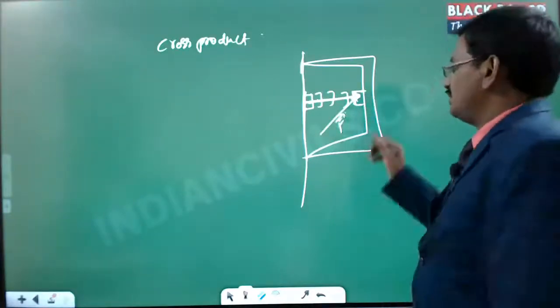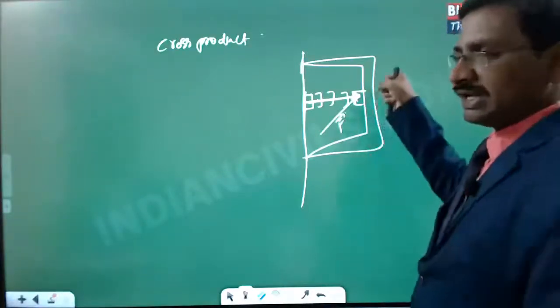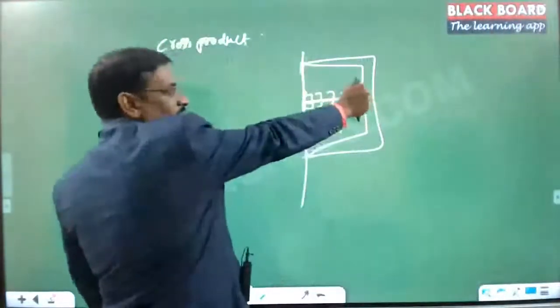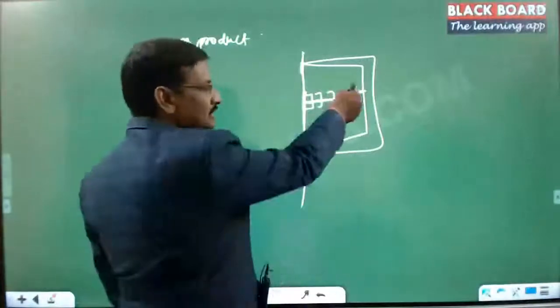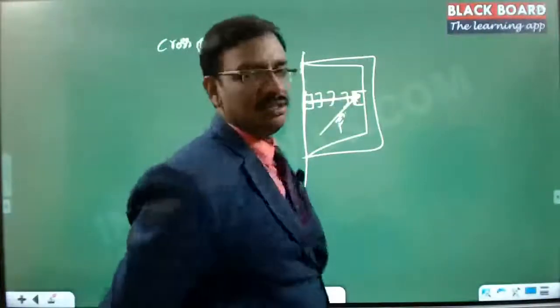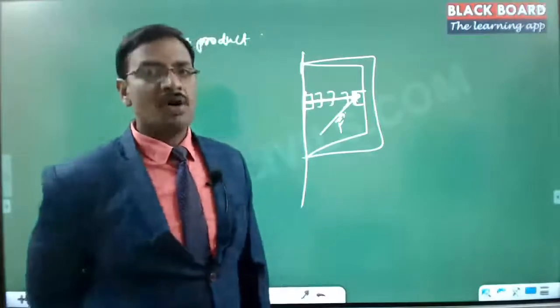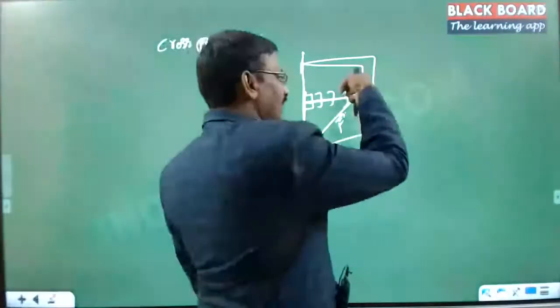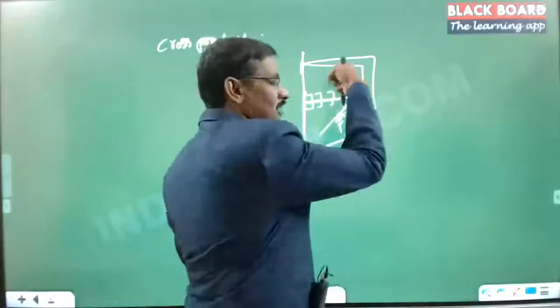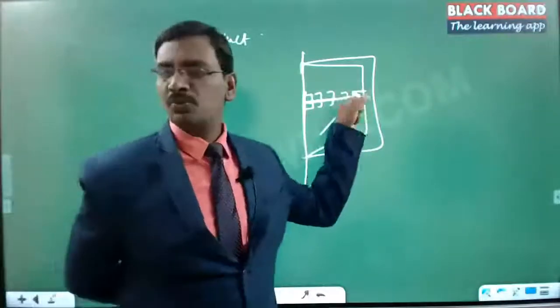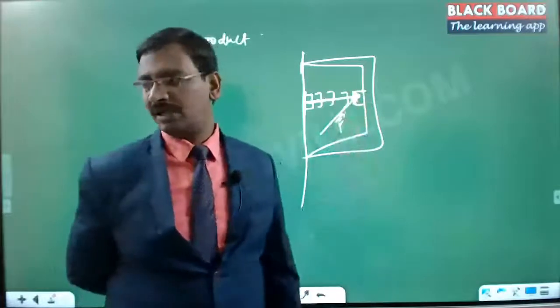Now, in this case, suppose I can keep the force exactly perpendicular like this, or you can even apply the force at an angle like this. So in any direction you can apply the force. But that force may not be 100% useful for us. Only the component of the force that is exactly perpendicular to this particular door is useful for us, because it is very easy for you to move the door if you apply the force perpendicularly.